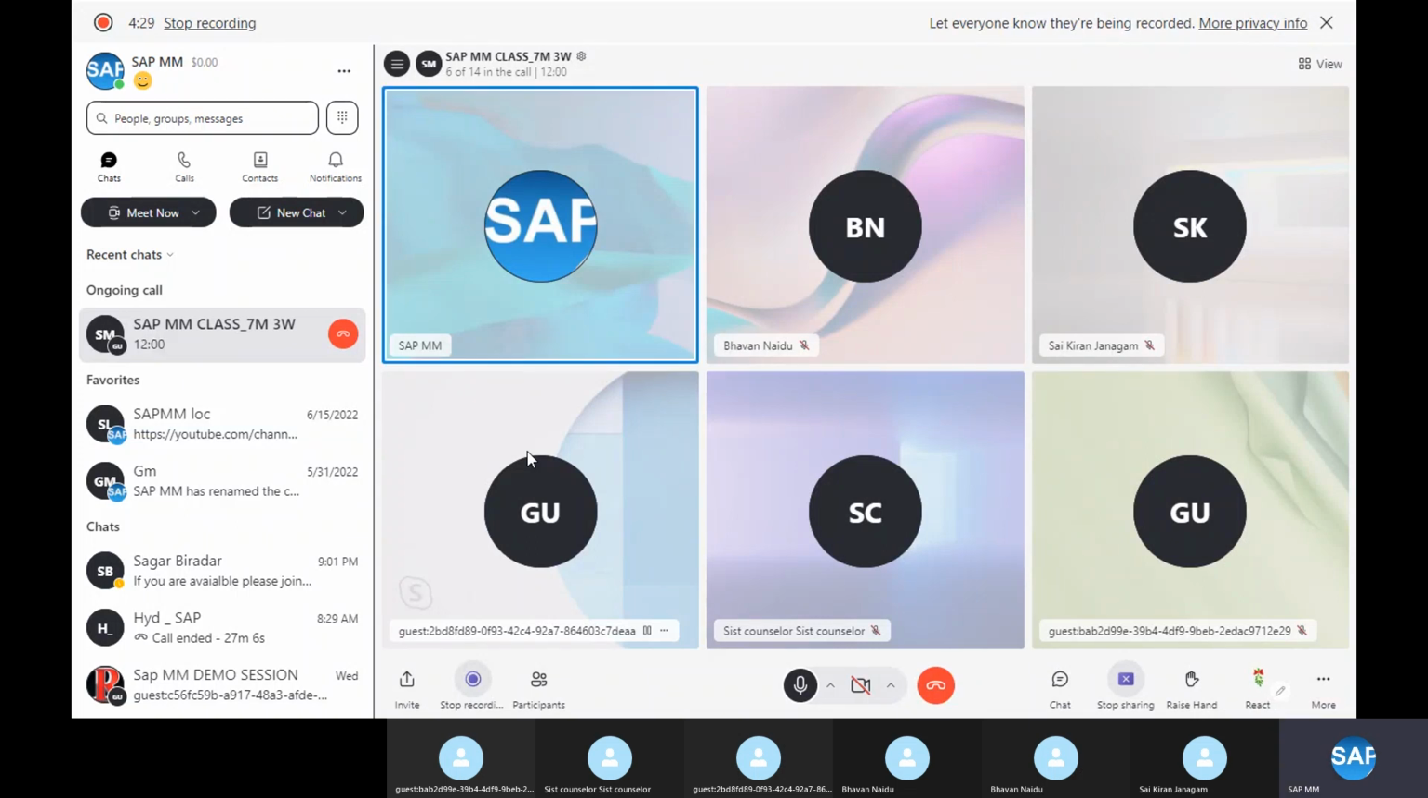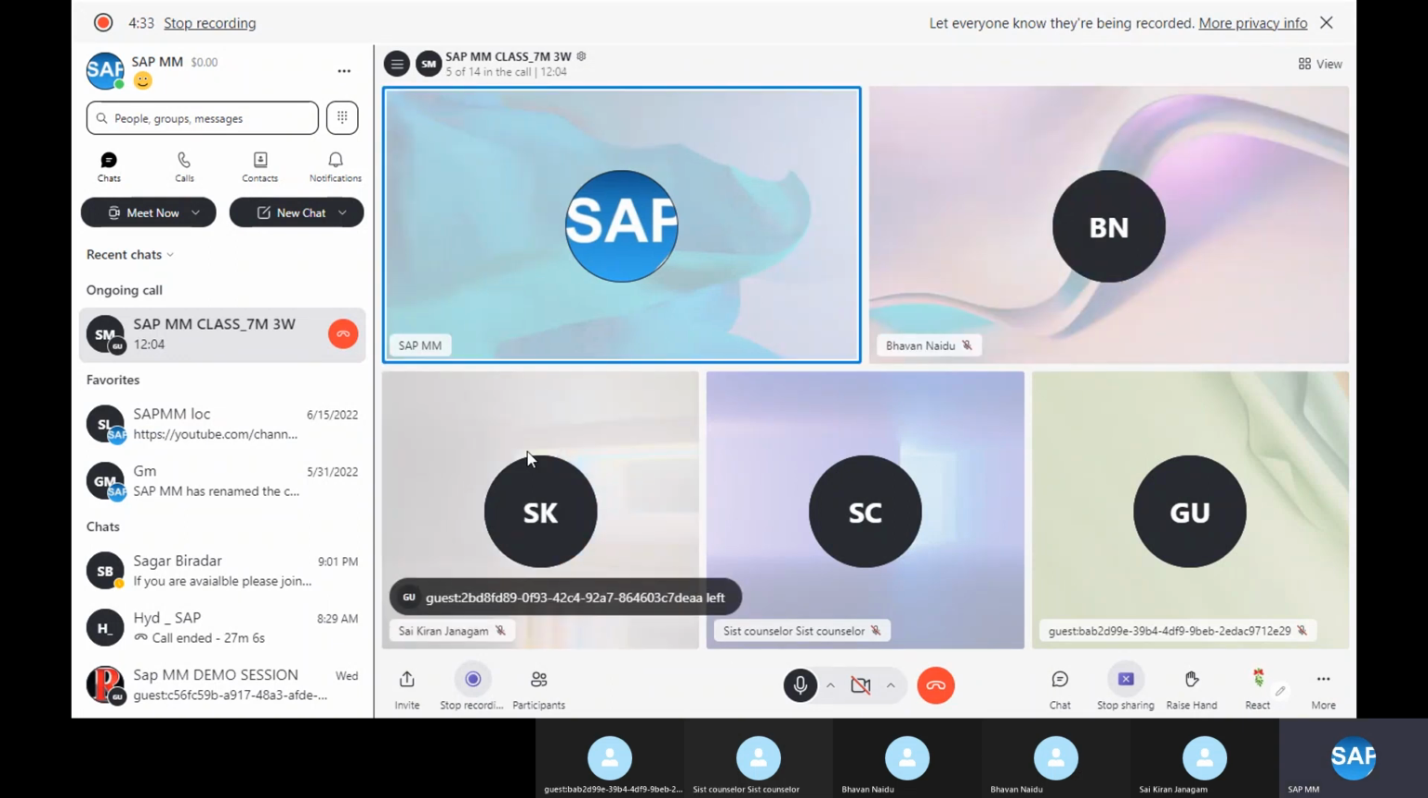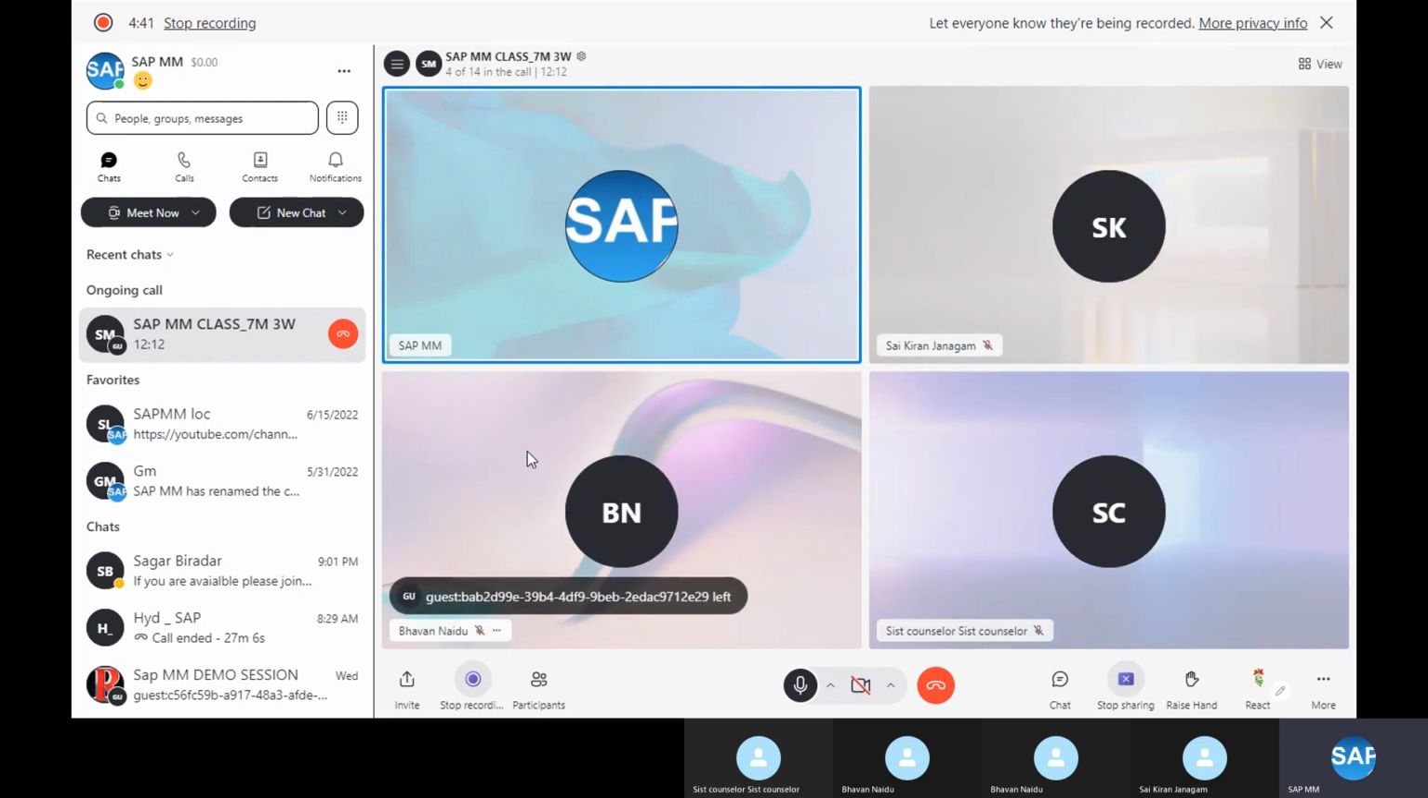Guys, here we are talking about what the areas in SAP are. I'm not talking about material management yet. I'm talking about what areas we have in SAP. Then we'll discuss material management. The basic level we are just discussing here.